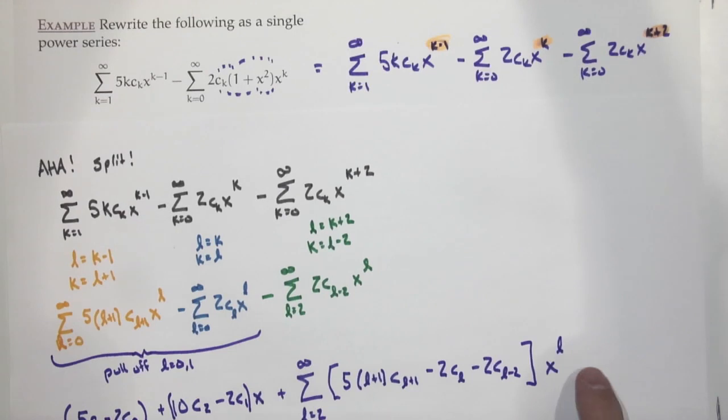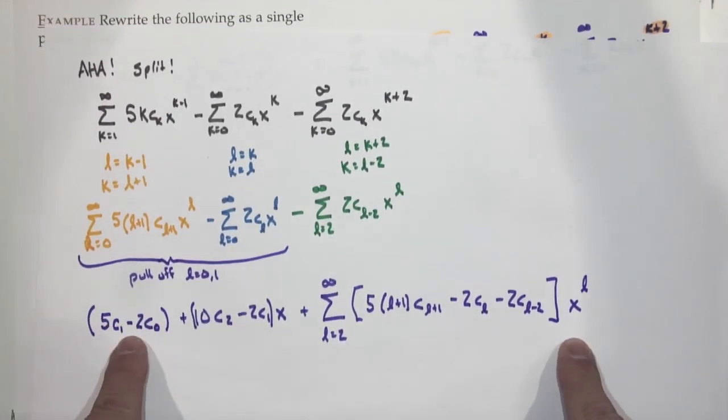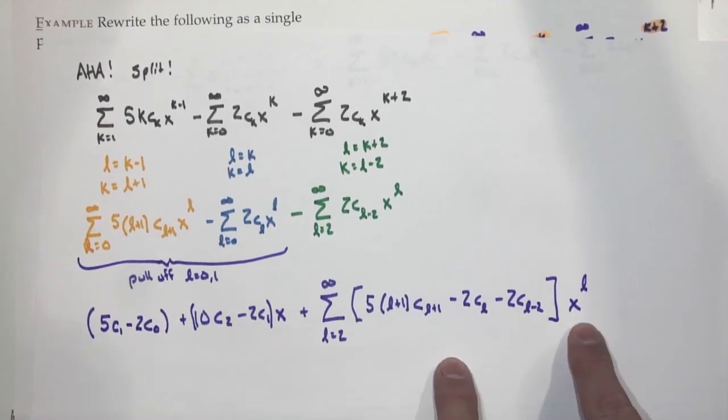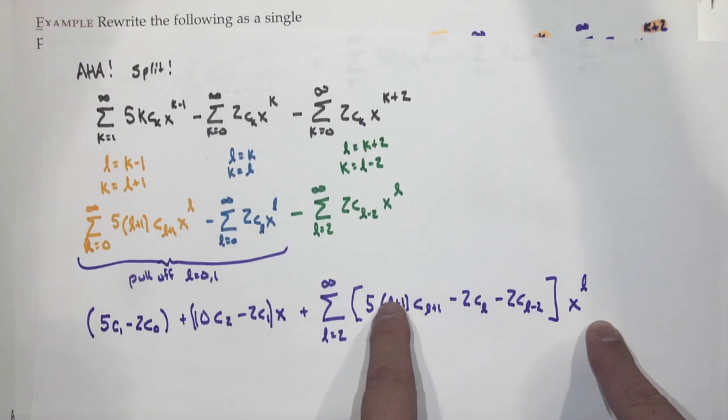This x to the L, what we've done down here is we said, this is our constant term, here's our coefficient of x. If I want my coefficient of x squared, I plug in L equals 2. If I want my coefficient of x cubed, I plug in L equals 3. Coefficient for 100, plug in L equals 100.